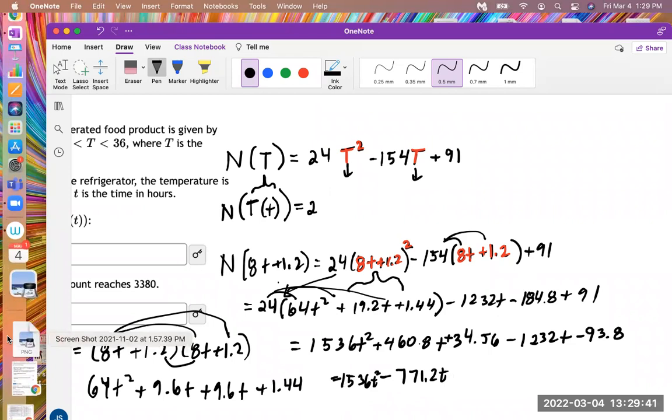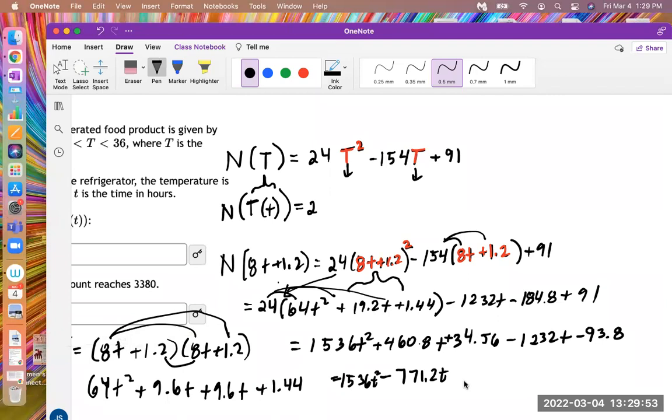But then I just need to take 93.8 minus the 34.56, and then I get this, oh dear, and I made a mistake. 93.8 minus 34.56 equals, okay, 59.24. So it's going to be negative 59.24. And that is our completely simplified expression for this first answer.